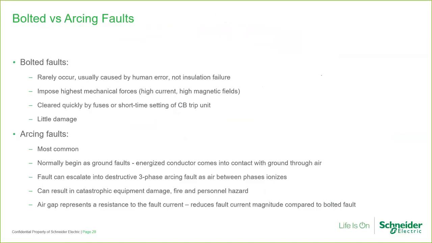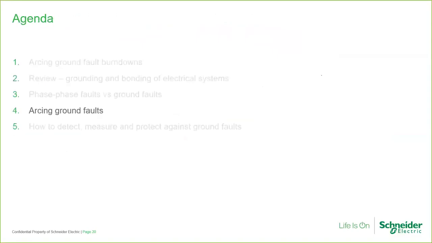They normally begin as ground faults. An energized conductor comes into contact with ground through air. The fault can escalate into a destructive three-phase arcing fault as the air between the phases ionizes, and this can result in catastrophic equipment damage, fire, and personnel hazard. I just want to mention the air gap across which the arc flows presents a resistance to the fault current and further reduces the ground fault magnitude as compared to a bolted fault.